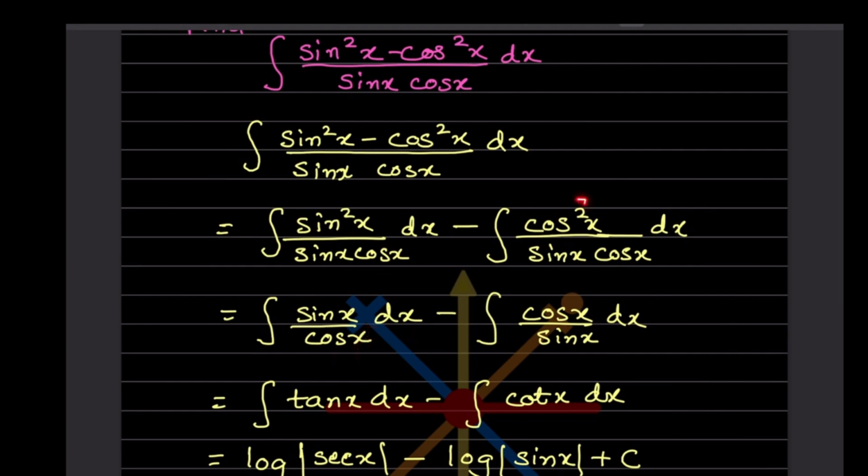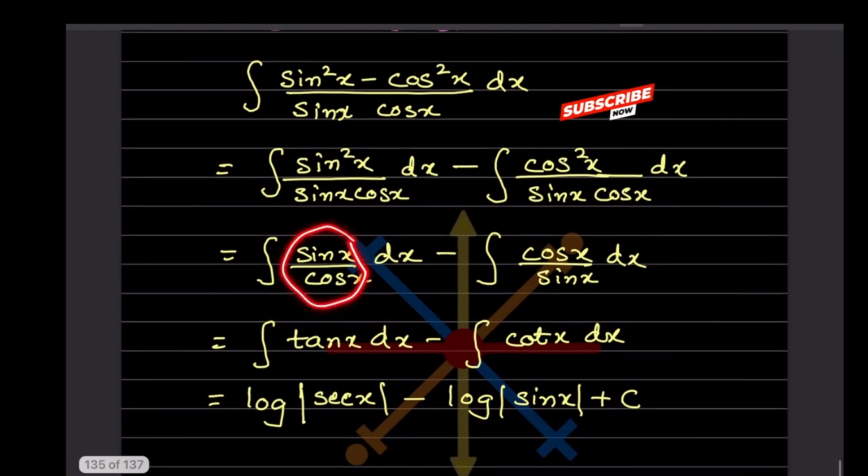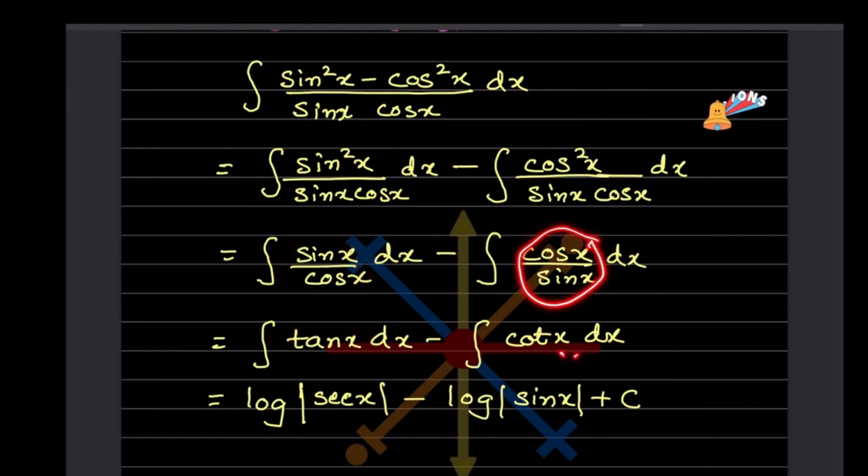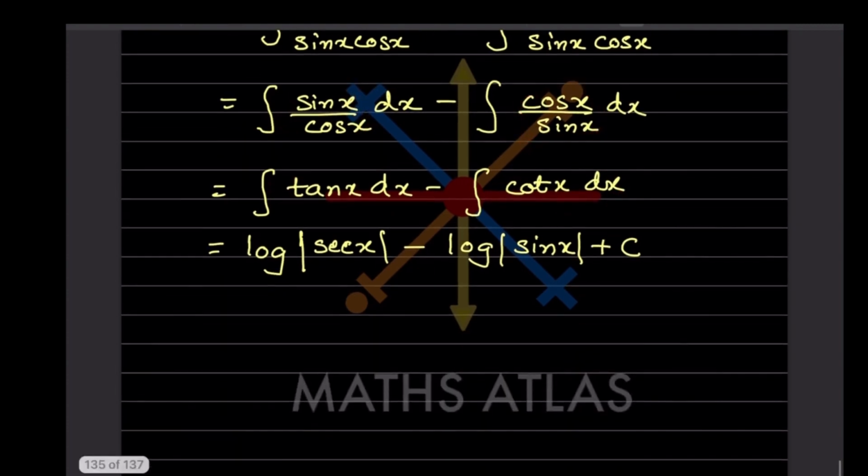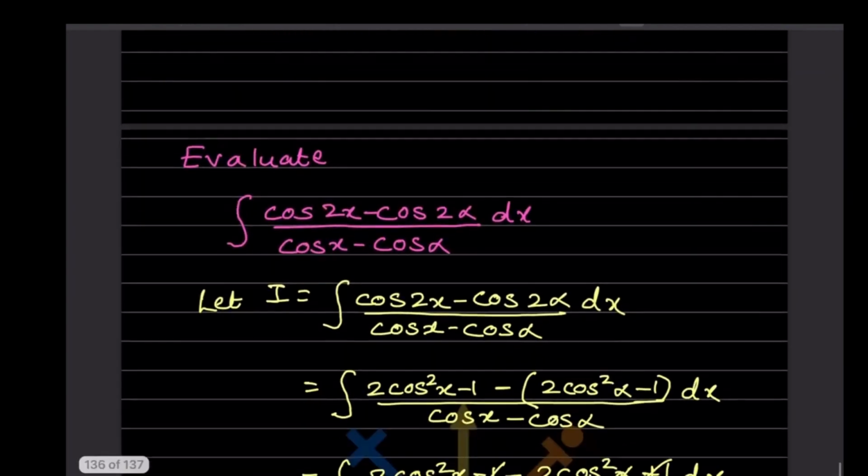Now the same over here, when we cancel one from here, in the denominator only one sin x remains, and this is cos x dx. Now you know sin x by cos x is going to be tan x, so let us keep this as it is. And cos x by sin x is cot x. So whenever you take the integration of this, you can write it as log of sec x minus log of sin x plus c. So this is the final answer.